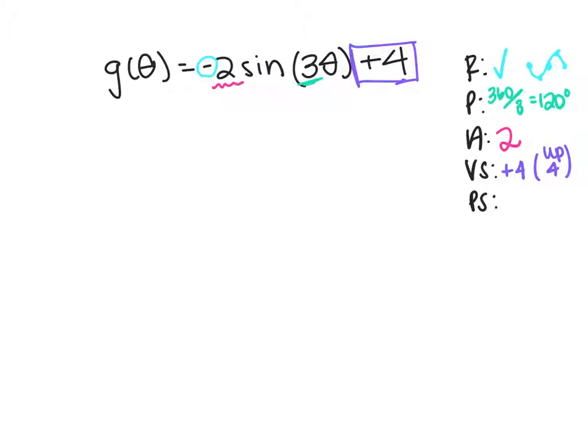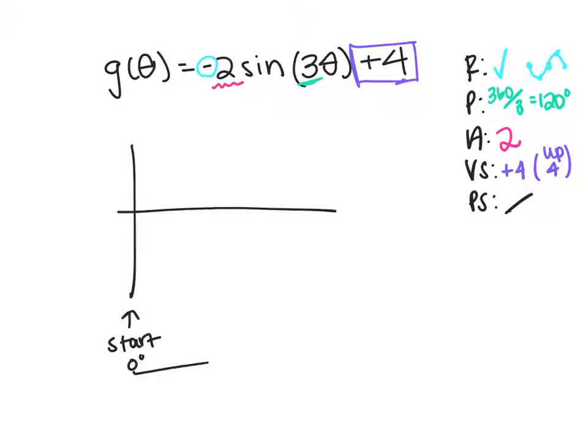Lastly, phase shift would be anything being added or subtracted inside the function, meaning inside the parentheses. Since there isn't anything being added or subtracted, there just isn't one to worry about. So to graph it, draw our axes. Since there's no phase shift, we know this one is still going to start at 0 degrees. And then to figure out where it's ending, remember you just add your period. So in this case, 120 degrees. That means we're going to end at 120. And 0 plus 120 is 120.